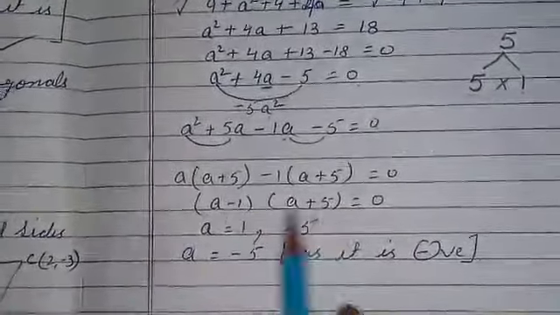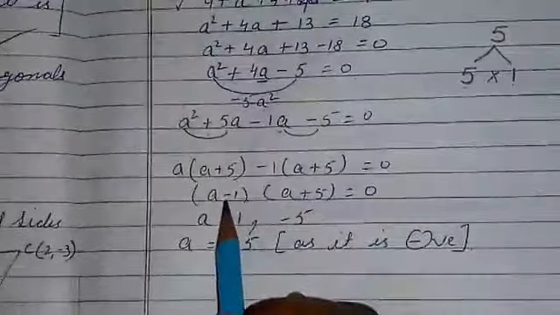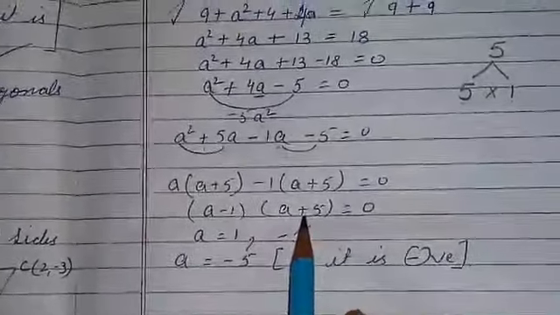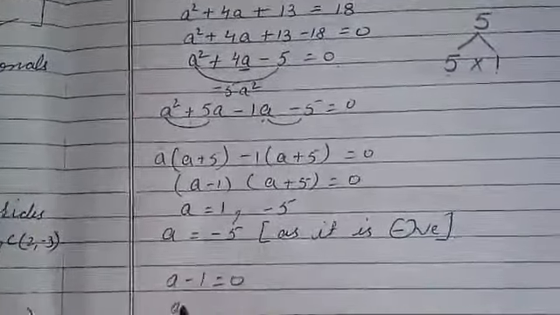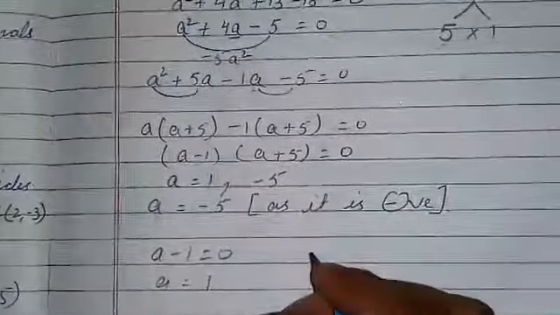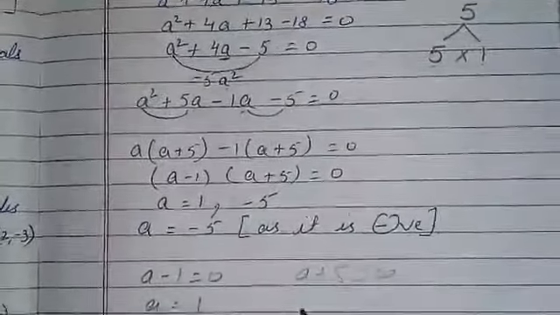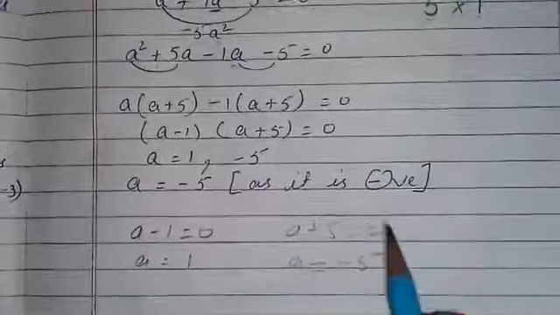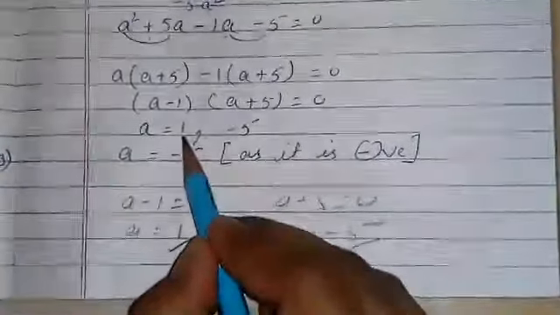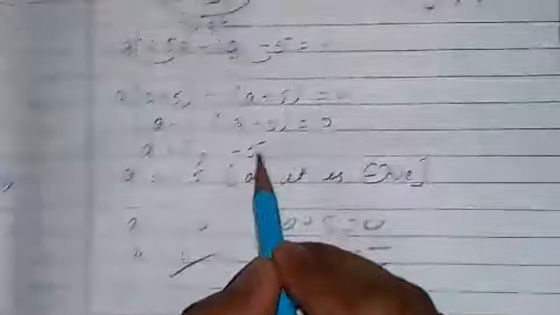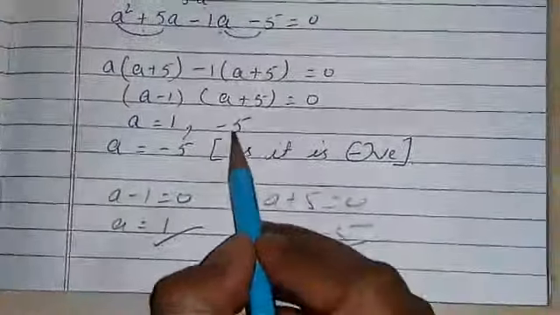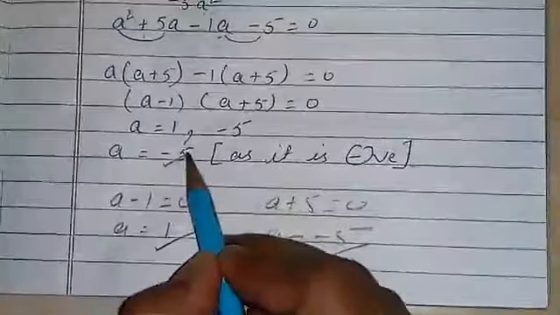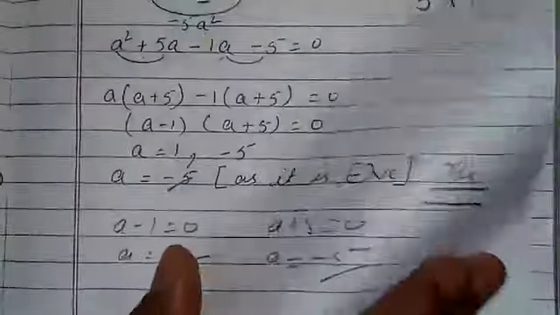So children, from here there are two possibilities. Either a minus 1 is equal to 0 or a plus 5 is equal to 0. If a minus 1 is equal to 0, what is the value of a from here? 1. And if a plus 5 is equal to 0, what is the value of a from here? Minus 5. So these are the two values, 1 or minus 5. As it is given that a is negative, it was given in the question, which value is negative? Minus 5. So we will take this value. This is your answer.